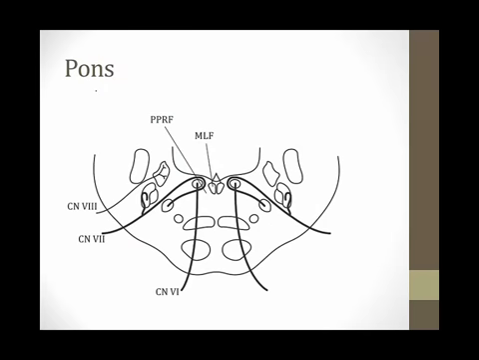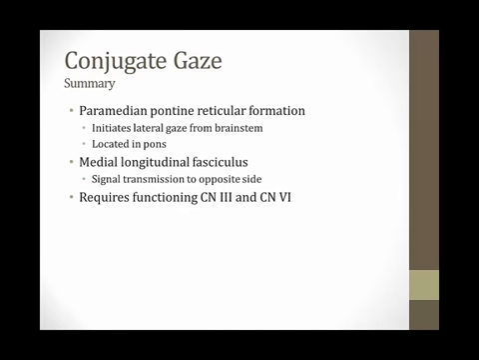Here's a slide from our brainstem module showing you the anatomy of the pons. I just want to point out to you that cranial nerve 6 is located here and travels in this direction. It is surrounded by cranial nerve 7. Just inside of the nucleus of cranial nerve 6 you can find the medial longitudinal fasciculus fibers, and right next to those you can find the paramedian pontine reticular formation. So just to summarize the key points about conjugate gaze, the PPRF initiates lateral gaze from the brainstem. It's located in the pons. The medial longitudinal fasciculus carries signals from the PPRF to cranial nerve 3 on the opposite side, and conjugate gaze requires functioning cranial nerve 3 and cranial nerve 6.